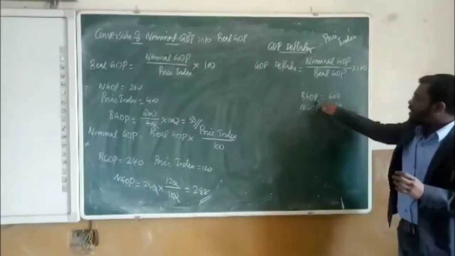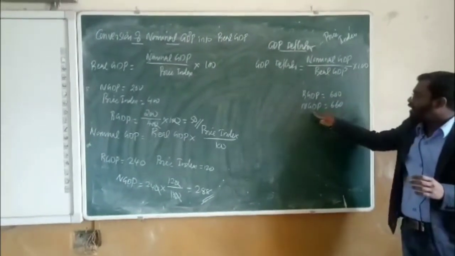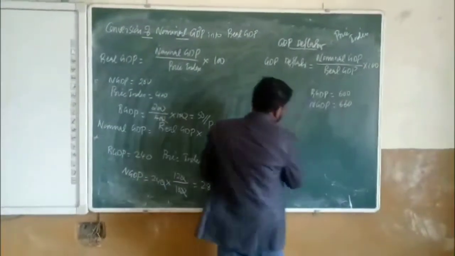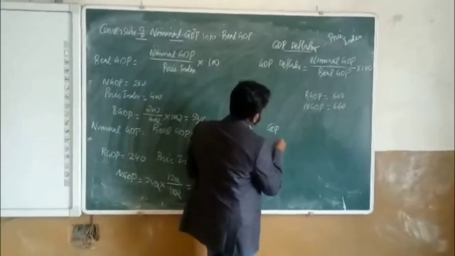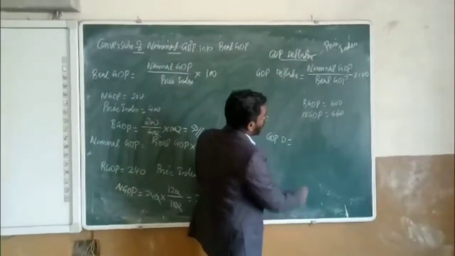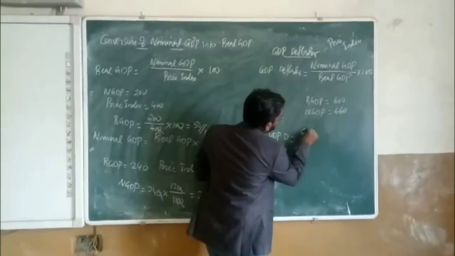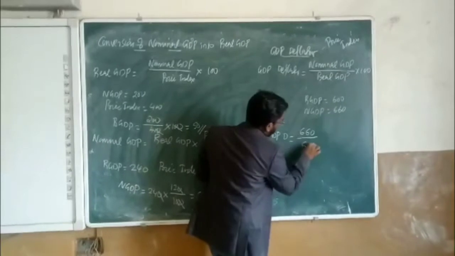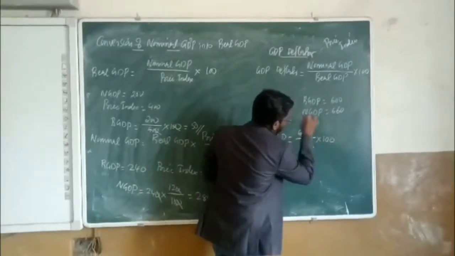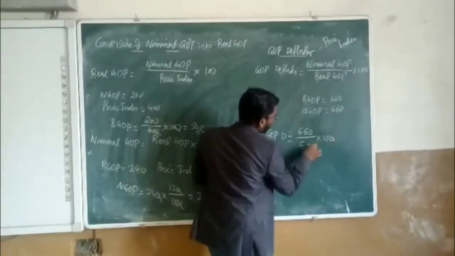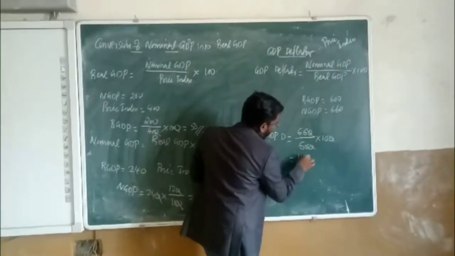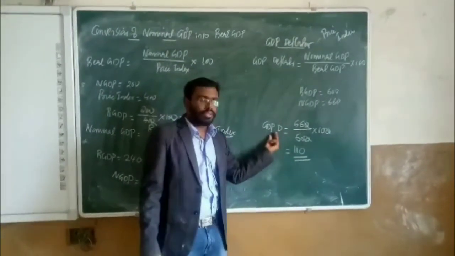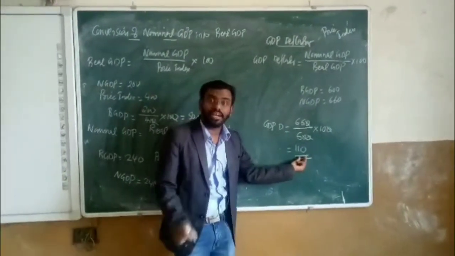For example, real GDP is given as 600 and nominal GDP is given as 660. So GDP deflator is equal to nominal GDP, that is 660, divided by real GDP, that is 600, into 100. Then it is 110. 110 is the GDP deflator. So this 110 is the price index.